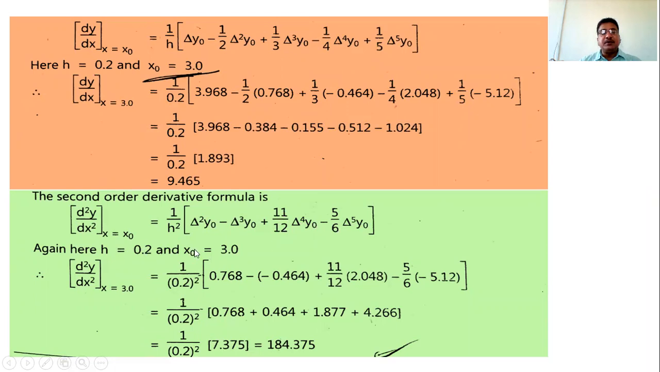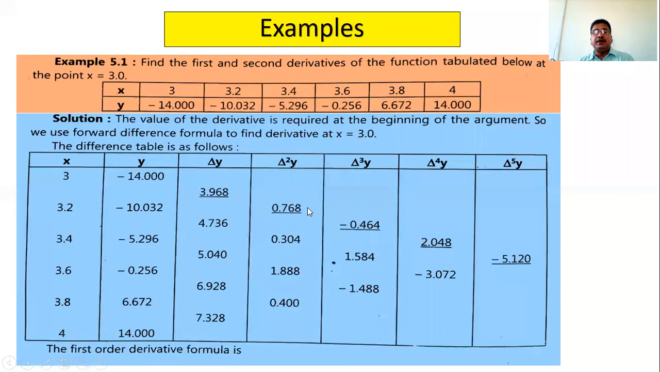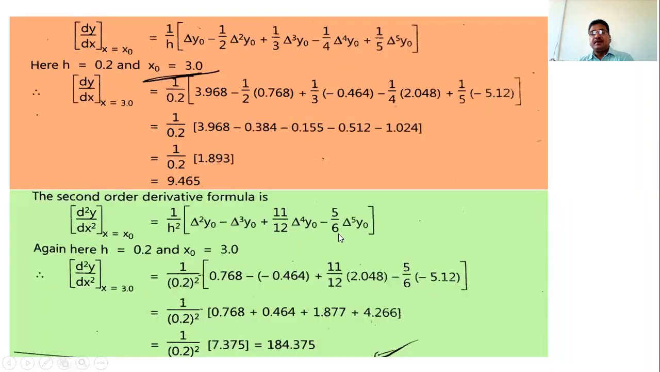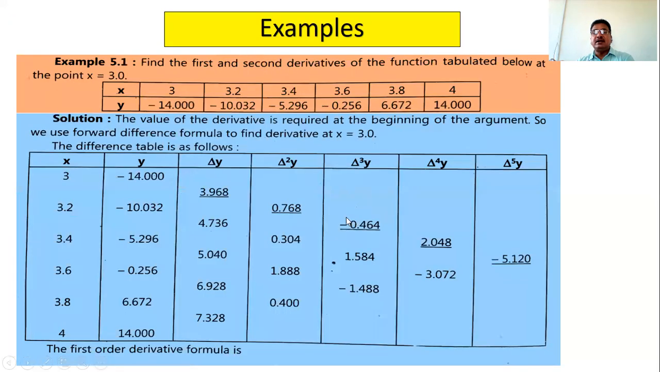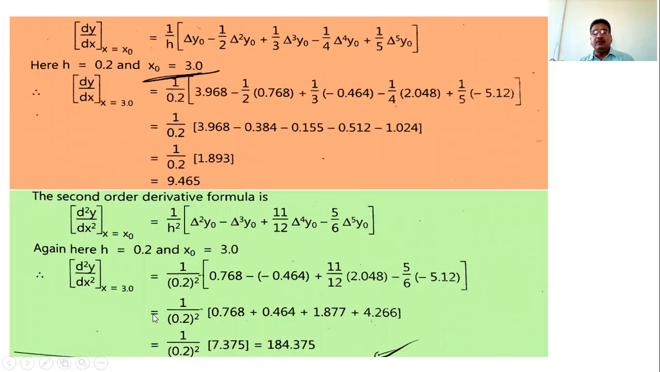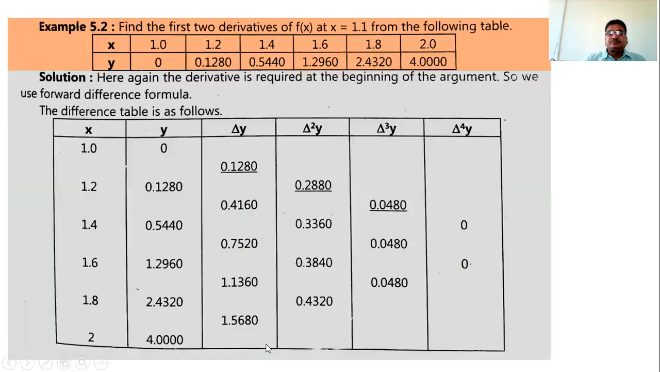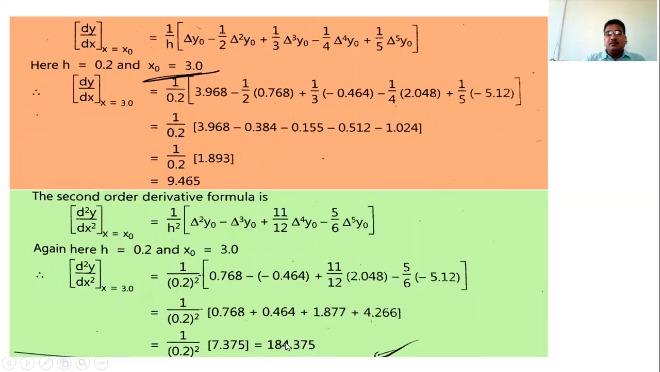And then substitute h as 0.2, x naught as 3.0, and substitute delta square y naught. The value of delta square y naught is 0.768. Then this is delta cube y naught. This is delta raised to 4 y naught. This is delta raised to 5 y naught. Substitute all these values and find the answer. Okay, we get the answer 1.184375, after addition and subtraction of all these numbers. So these are the derivatives of first order and second order at the first point.